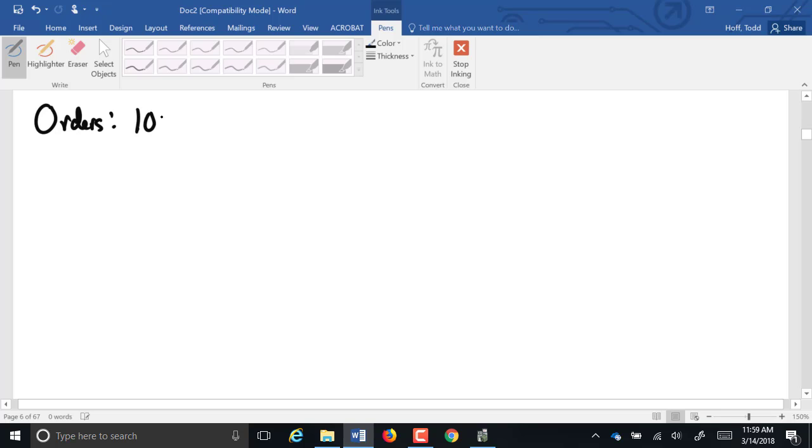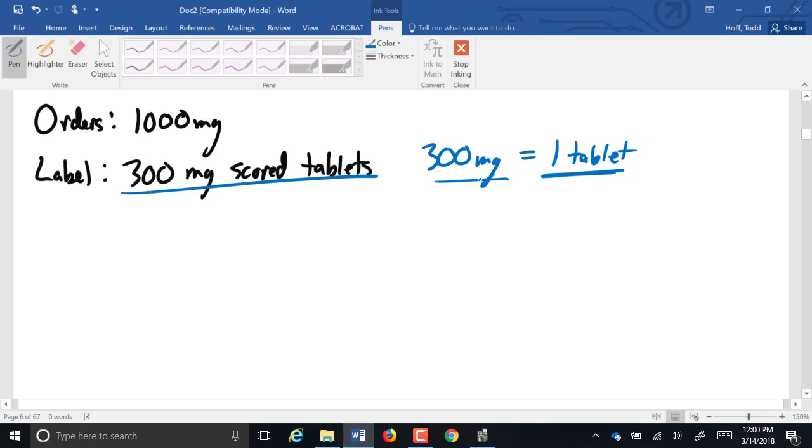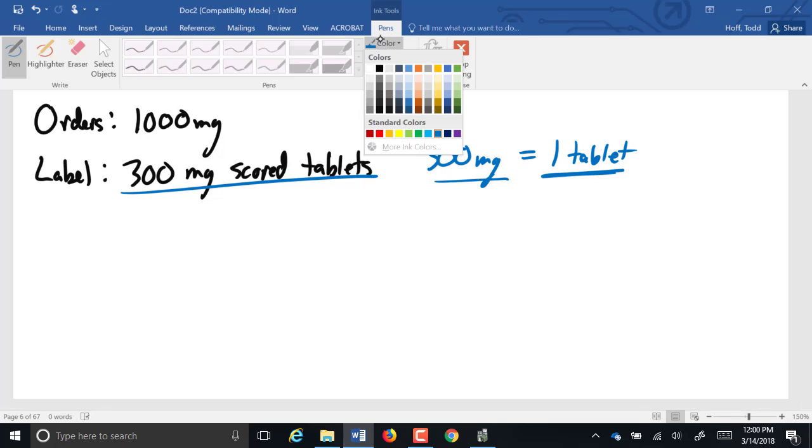So our orders again, 1,000 milligrams, and our label of 300 milligrams scored tablets. Well, when we look at this, we need to think of that as the equivalency. That means 300 milligrams of medication is equivalent to 1 tablet. Or the other way around might make more sense: 1 tablet is equivalent to 300 milligrams of medication.